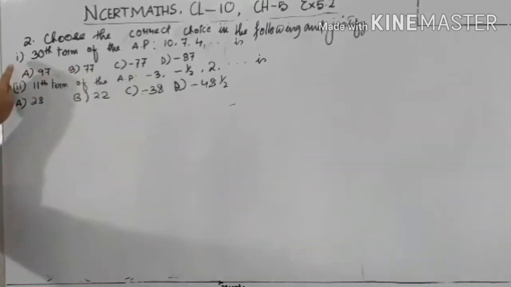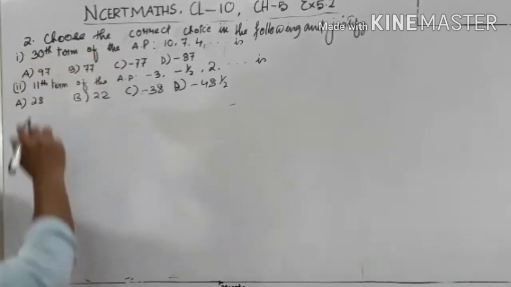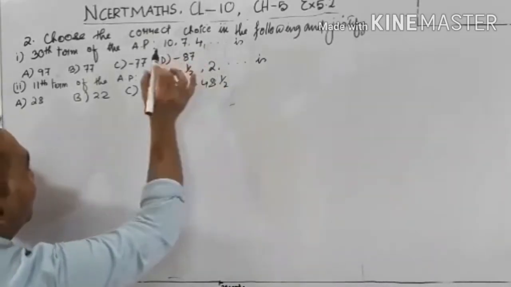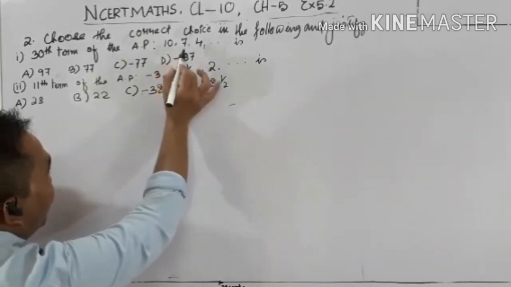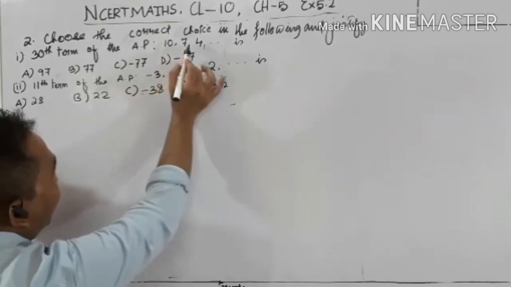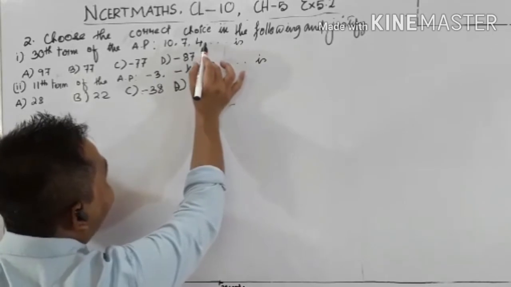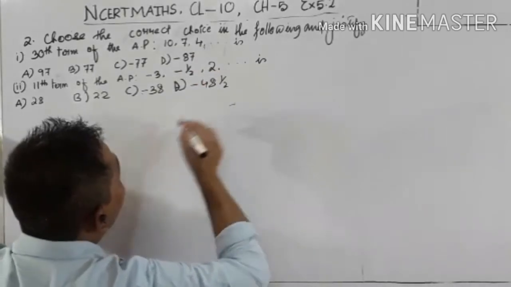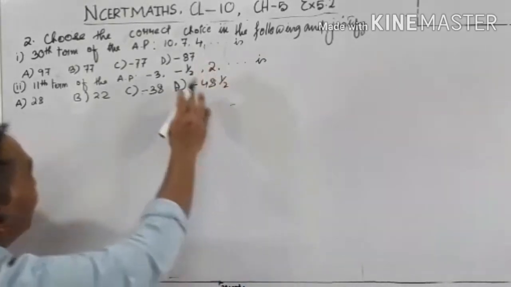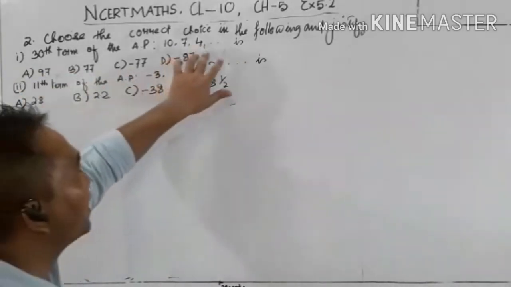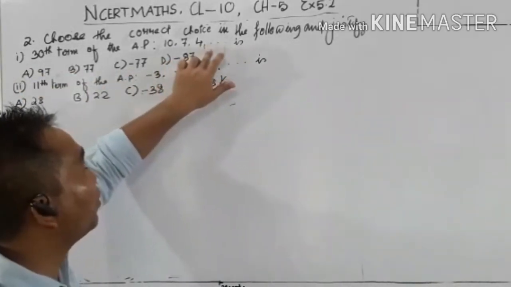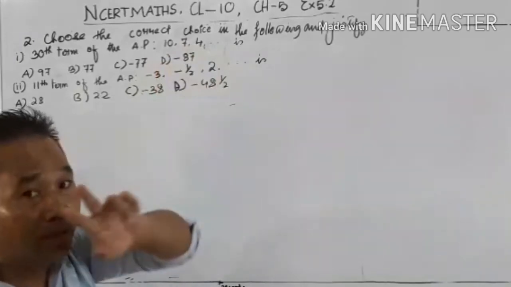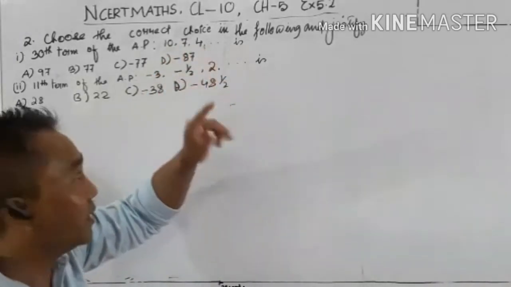So here it goes. Roman number 1, the 30th term of the sequence 10, 7, 4. The common difference is minus 3, then again minus 3. You will understand about the sequence when we find the common difference. It is in decreasing order, decreased by 3. So the common difference is minus 3.